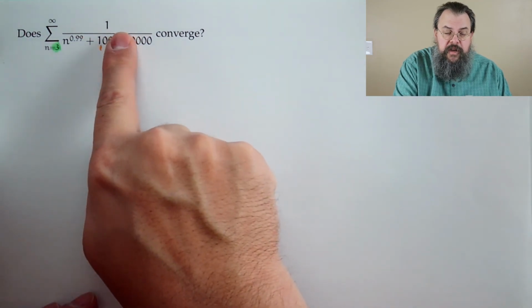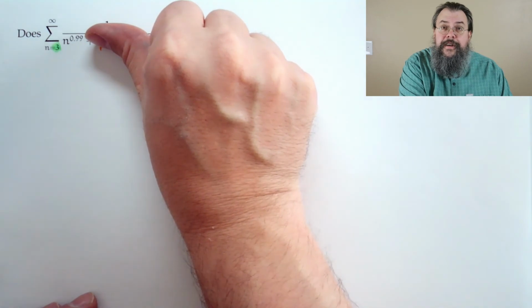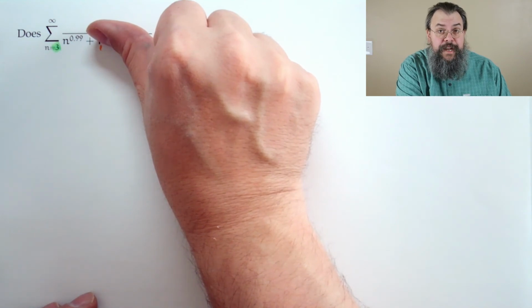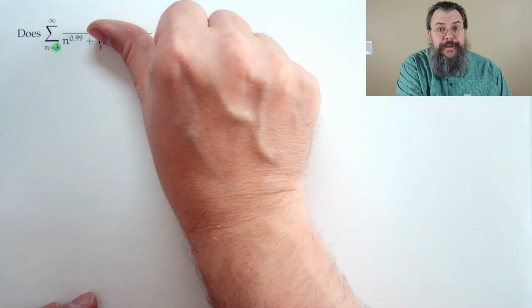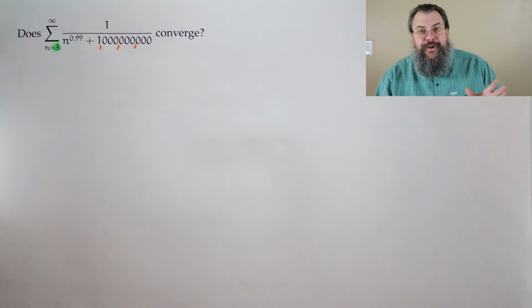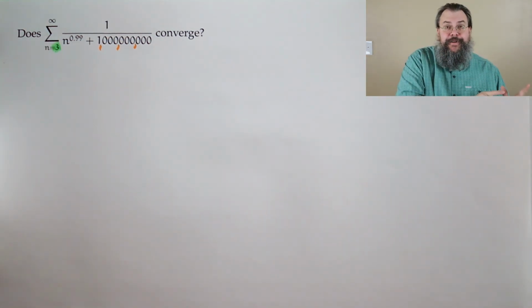Okay, so cover up the part that doesn't dominate. Ooh, it's so big, I need to... Okay, there we go. Does that converge or diverge? Well, what is it? It's a p series, and p is 0.99. That's not bigger than 1. It's below 1. All right, so we think the answer should be diverge.